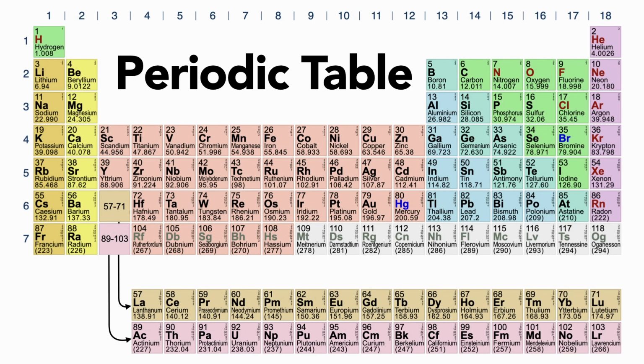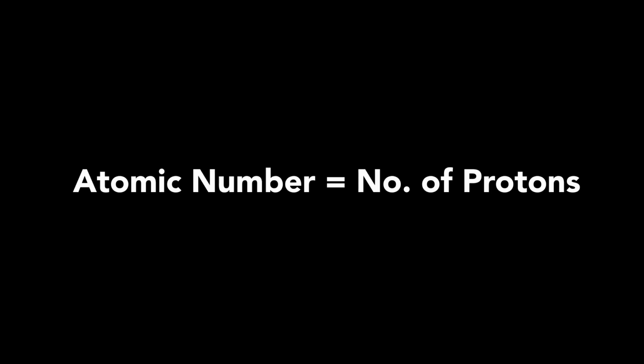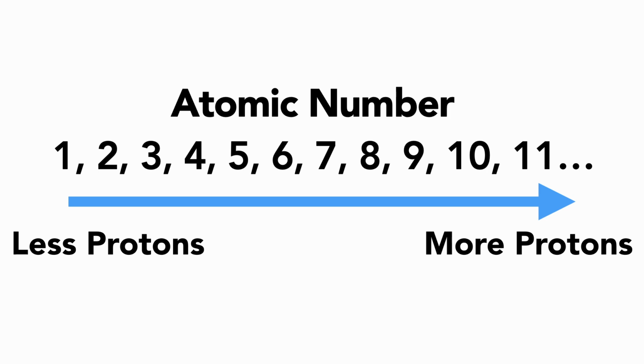The atomic number is what the periodic table is organized by. It is also the number of protons in one atom of the element. This means an element of a higher atomic number contains more protons in its atom.